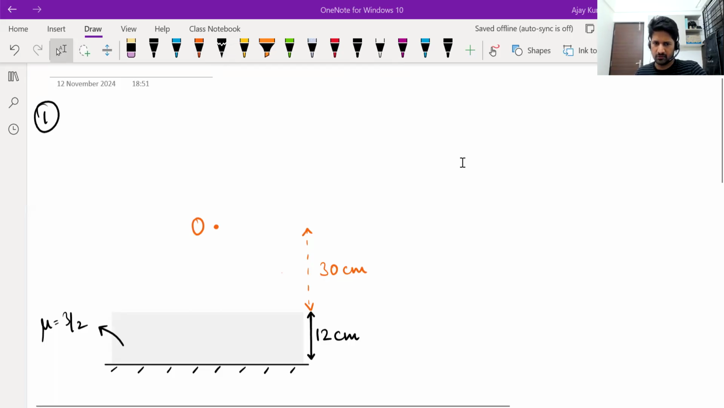There is a glass slab, as you can see. Its thickness is 12 centimeters. Its refractive index is 3/2. The lower surface of the glass slab is silvered, so it behaves as a mirror. And above the glass slab, at a height of 30 centimeters, there is a point object. You need to find out where the final image forms. So what can be done?